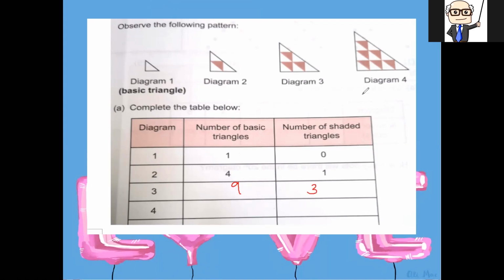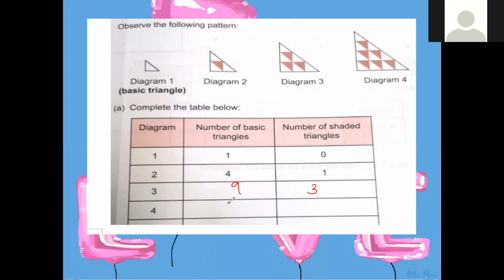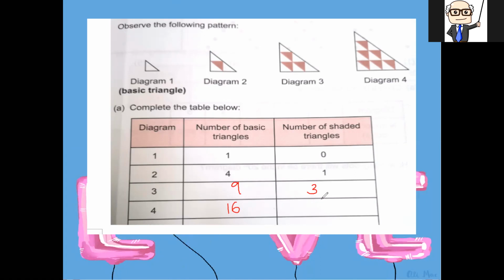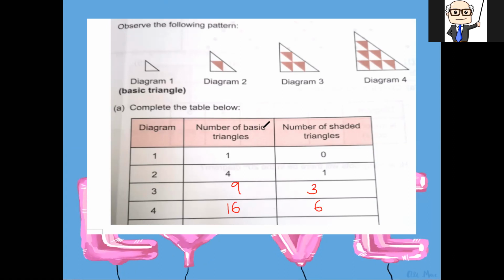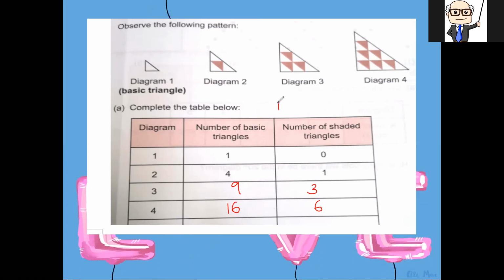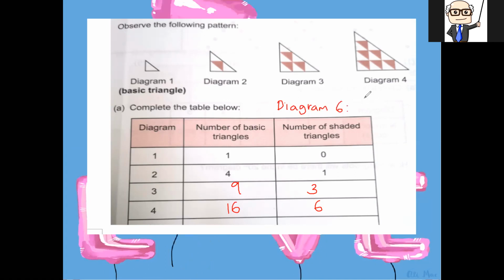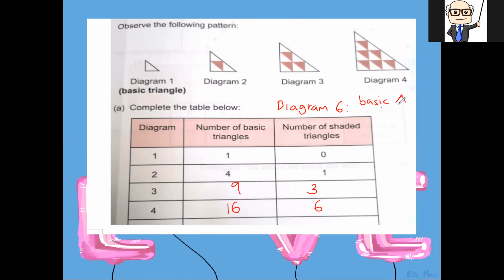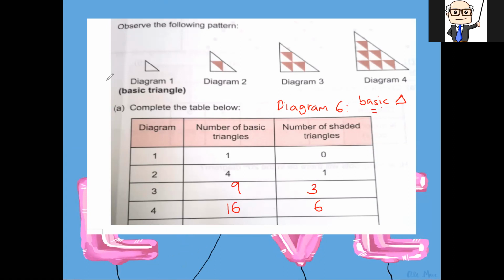What about diagram 4? 16. And what about the number of shaded triangles? 6. Okay, if I ask you pattern 6, if I want diagram 6, do you know how many number of basic triangles there will be? Do you know how to find? 9 plus... diagram 4 is 16 basic triangles.